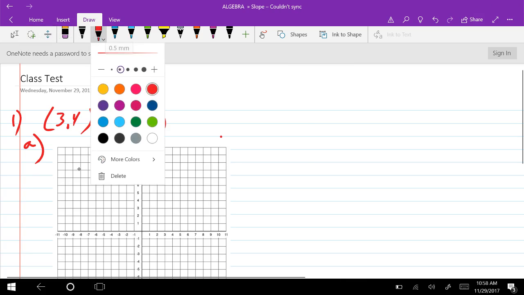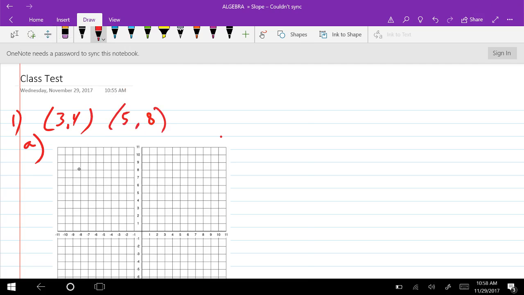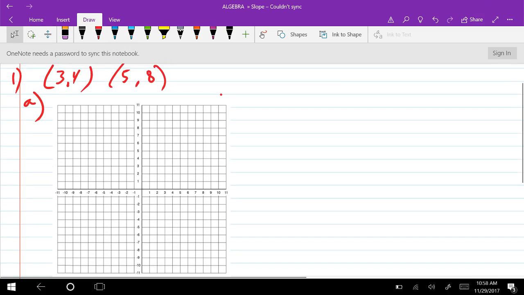I'm going to make this a little bit smaller. So, (3, 4) and (5, 8). (3, 4) would be right there. (5, 8) would be right there. If I were to draw a line connecting those 2 points, you go like that, and sorry, this is not a straight line. That looks a little bit better, but it should keep on going like that.